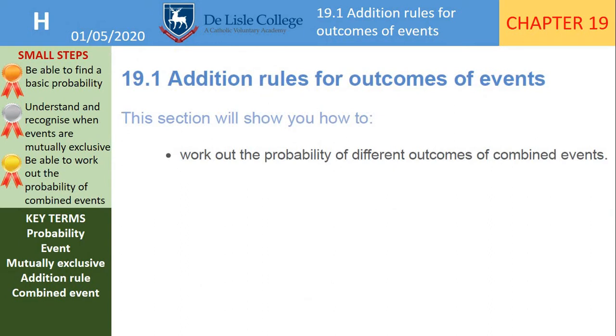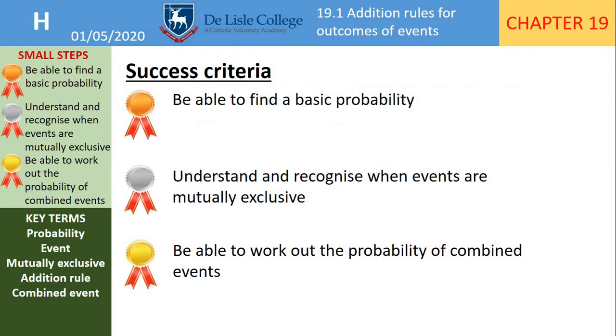So chapter 19 then is looking at probability, and our first lesson will be looking at addition rules for outcomes of events. And our success criteria for the next 2 lessons. So our bronze objective is to be able to find a basic probability, which we've just looked at in the do now task. Our silver objective is to think back to chapter 13 and understand and recognise when events are mutually exclusive. We'll also discuss again what exhaustive means. And our gold objective, to be able to work out the probability of combined events.